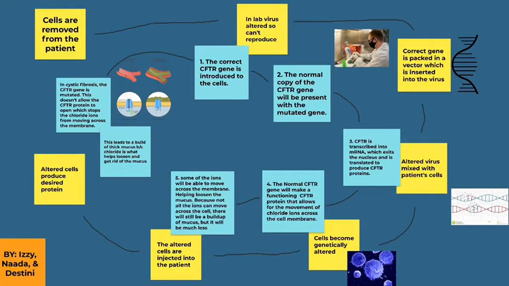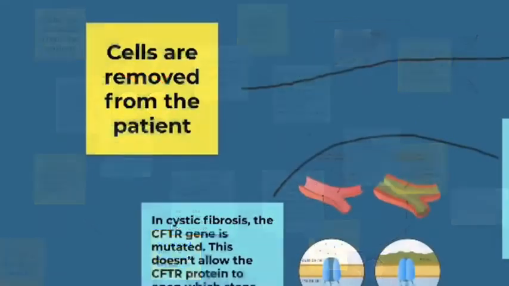So, as you can see here, the yellow sticky notes are the steps in order 1 through 7. They're going in a circular motion that you can see. And the blue sticky notes are the steps in more depth on cystic fibrosis, which Nada will be going over shortly. Step 1. Cells are removed from the patient.